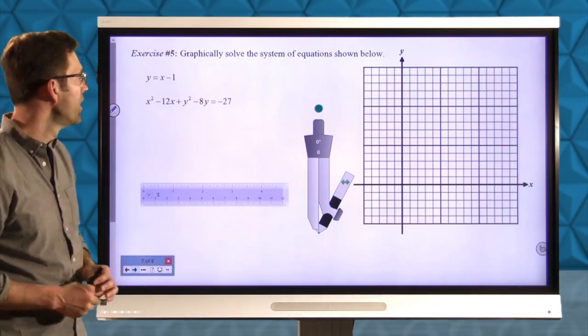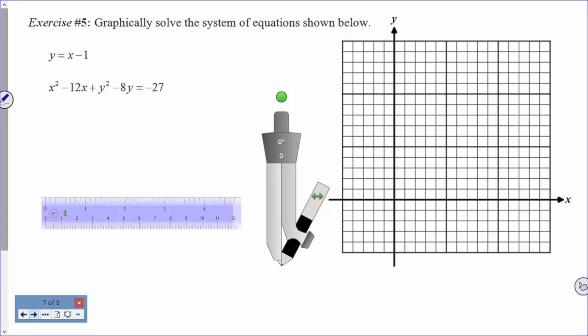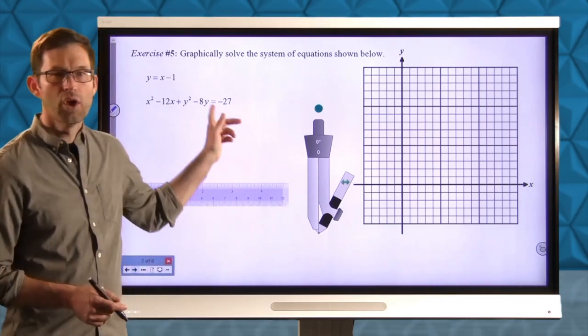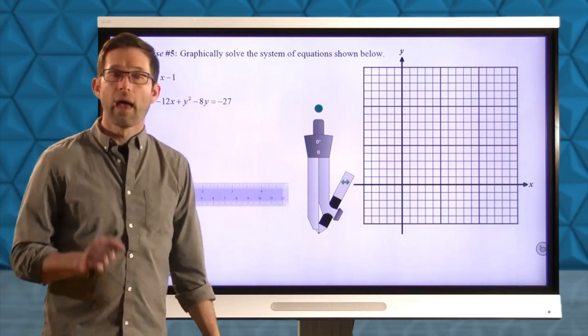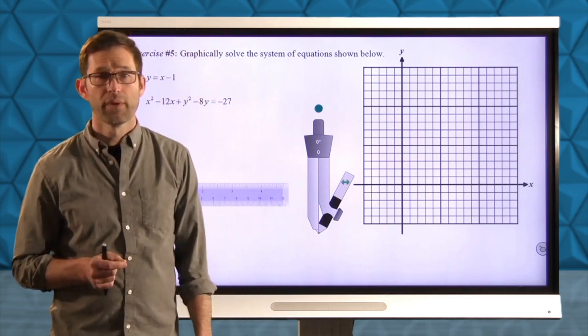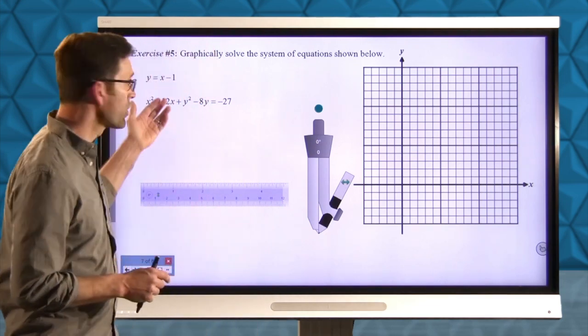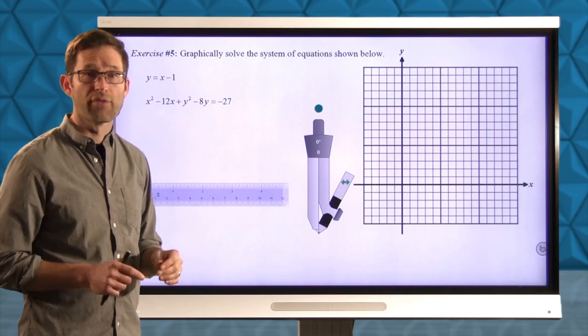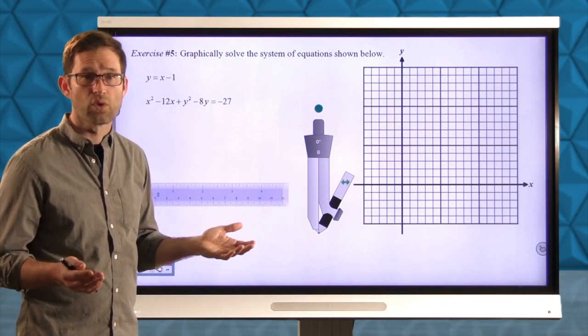All right, let's do it. Last problem. Graphically solve the system of equations shown below, right? Systems of equations. 2 or more equations, and when we solve them graphically, what we're trying to do is find their intersection point. Now, what we've got here is the equation of a line, and we've reviewed how to graph equations of lines, obviously in this course.